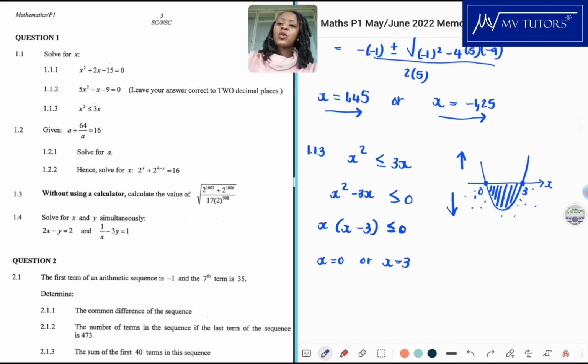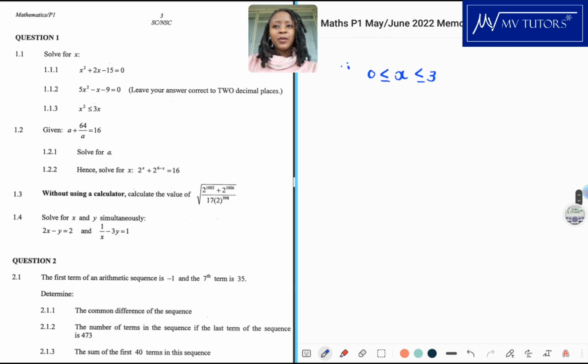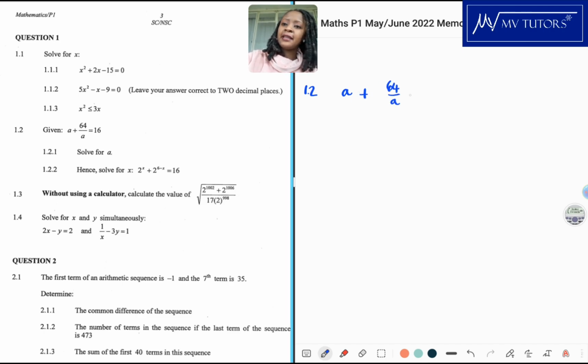But yeah, so when I finally write my solution for x, I know that x is in between 0 and 3, and it is equal to as well. Okay, so that is the answer. And then we can go over to 1.2, where we have that a plus 64 over a is equal to 16. And then we are asked to solve for a in 1.2.1.